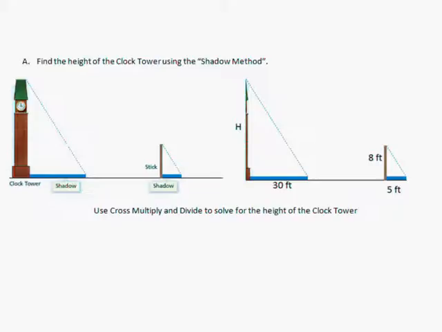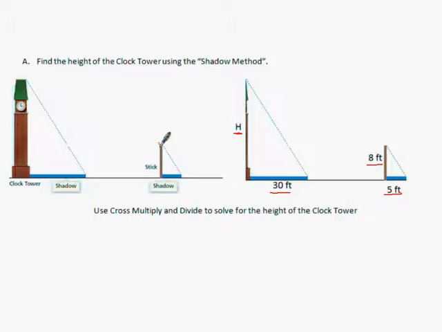So, on the left here, we have the shadow method layout. We have the clock tower, we have its shadow, and then we have something small like a stick and its shadow. Out of all these things, there is one thing that is too tall to measure, and that is the height of the clock tower. So the height of the clock tower becomes an h. We can measure the other three things. Now, the reason this works is the sun's rays make these into similar triangles.